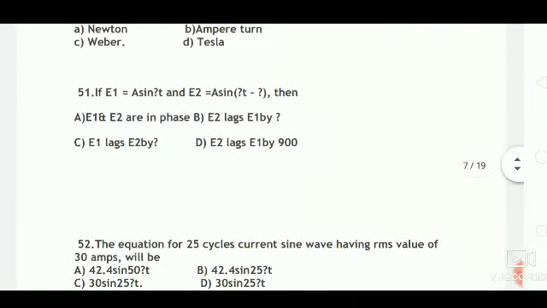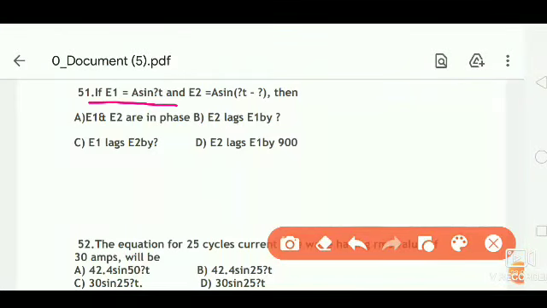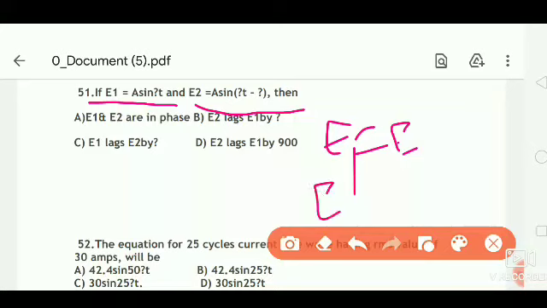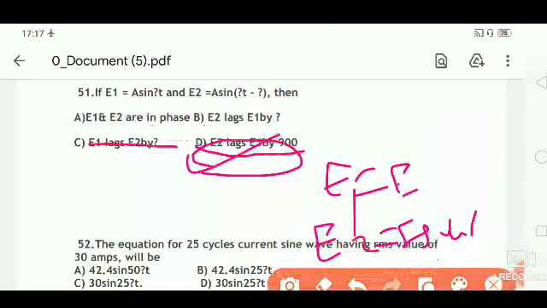So the next question is, here we see that E1 equals A sin t and E2 equals A sin (t minus theta) on the axis curves. We know that E1 equals E sin omega t and E2 equals E sin (omega t minus theta). Here there is a phase difference. Here we get that E2 lags E1. So here option B is the right answer.